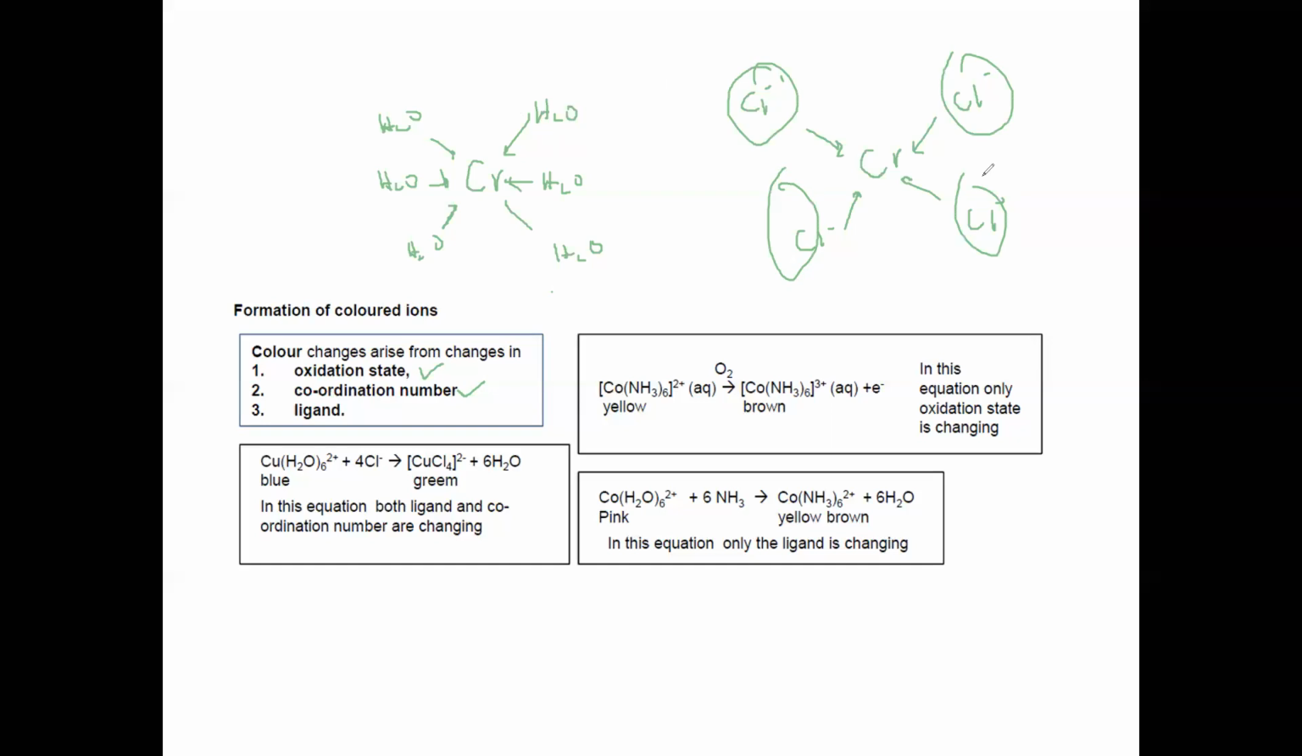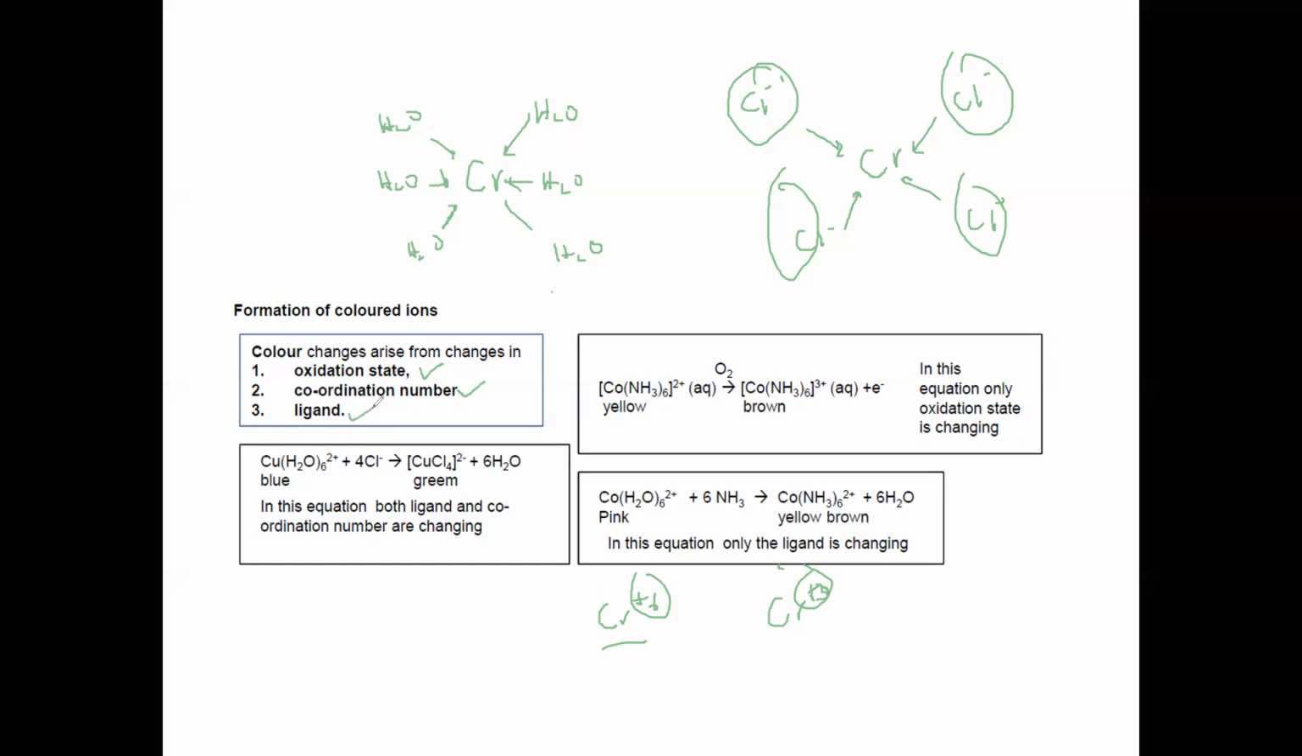So if the oxidation number changes, there is a color we'll observe. For example, chromium +6 is orange in color, whereas chromium +3 is green in color. So when there is a change in oxidation number, we'll observe a color change. Or if the coordination number changes, like 6 ligands change to 4 or 3 or 2, then we'll also observe a color change.